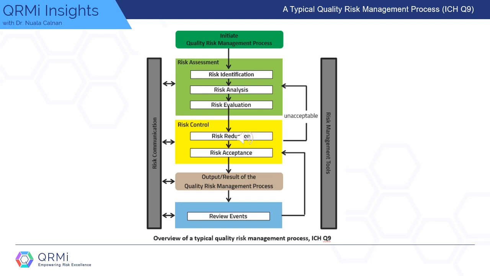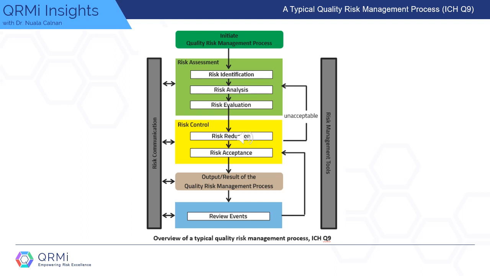On the right-hand side of the flowchart, we see the range of risk management tools which are outlined in the annex of ICH Q9. And perhaps the most underutilized part of the whole process is risk communication, which should be occurring at each of those key steps to the key stakeholders to ensure that the risks that have been identified and the risk controls and barriers that are in place are well understood by all.